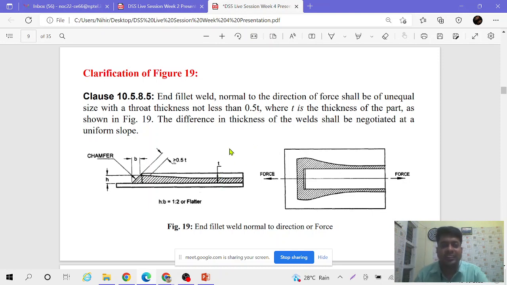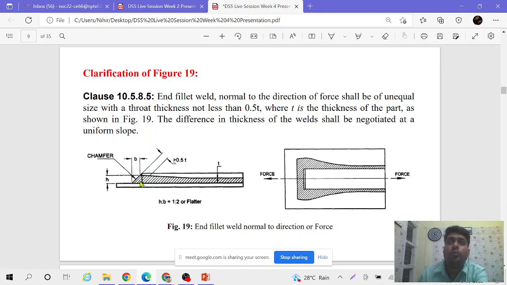Okay, so see here, t is not the throat thickness. What is t? t is the thickness of this plate. Here you can see from this arrow that t is the thickness of this plate. So it is talking about the end fillet weld. What is the end fillet weld? This portion is the end fillet weld. This is the top view and this is the side view, so from here you can see how this end fillet will look.